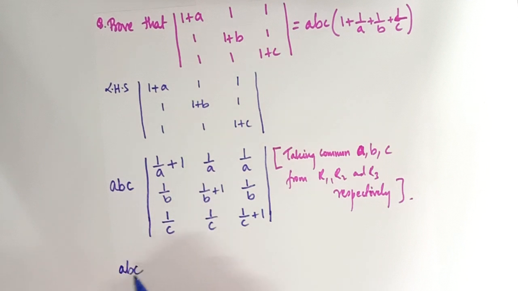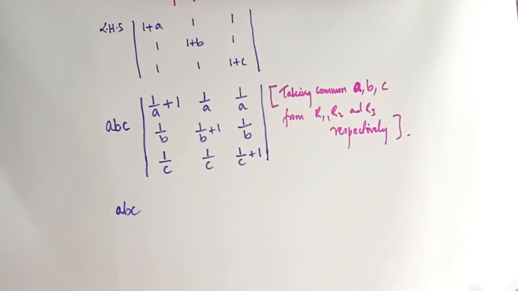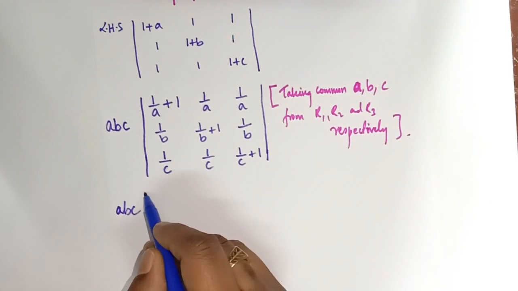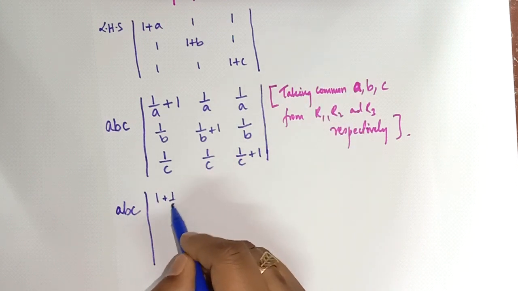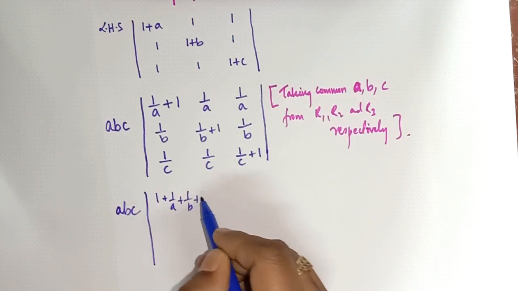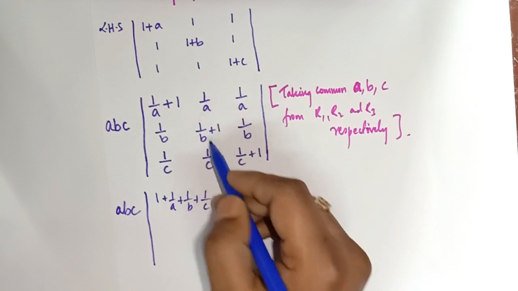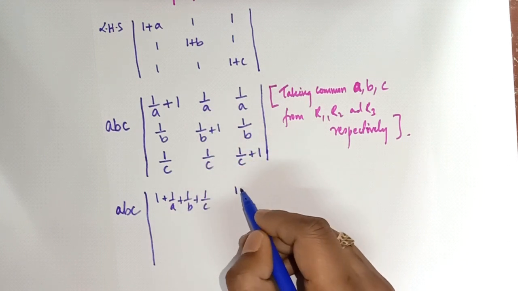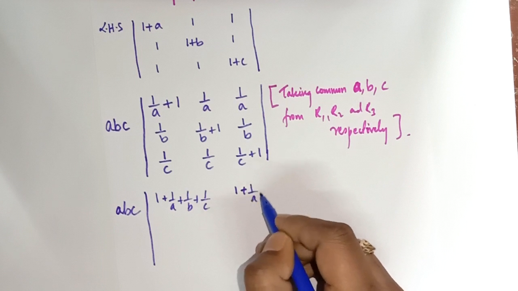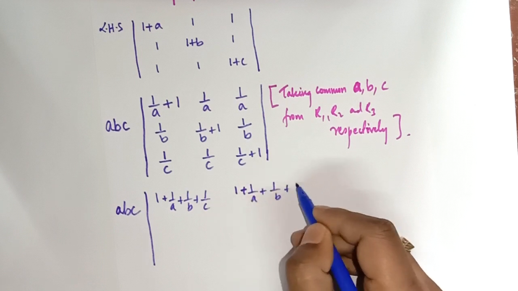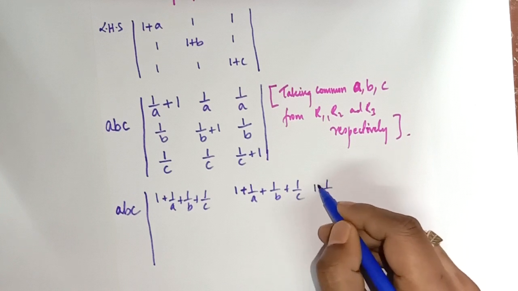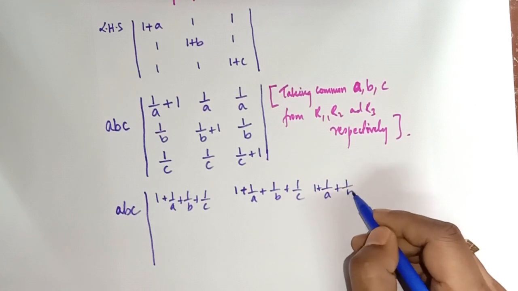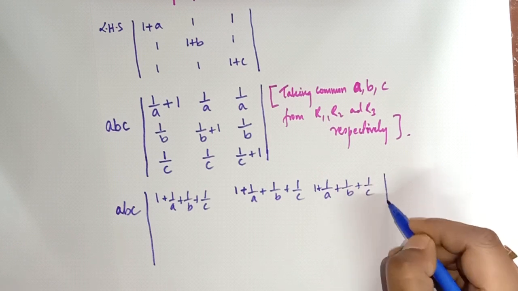So ABC, now I have ABC. Now what I'll do? I'll add. So this will be, I am writing as it is, 1 plus 1 by A plus 1 by B plus 1 by C. This side also I'll add. So what I'll get? 1 plus 1 by A plus 1 by B plus 1 by C. This side also what I'll get? 1 by A. So 1 plus 1 by A plus 1 by B plus 1 by C.